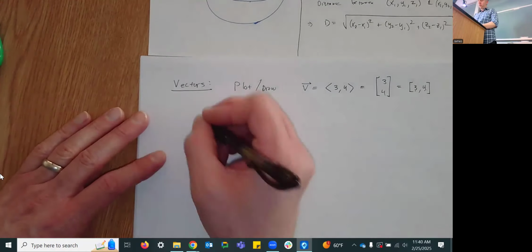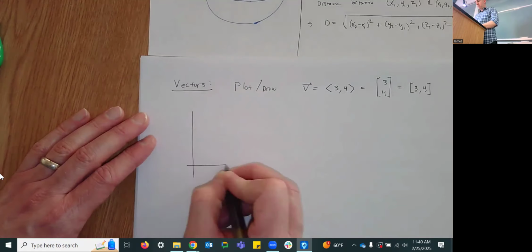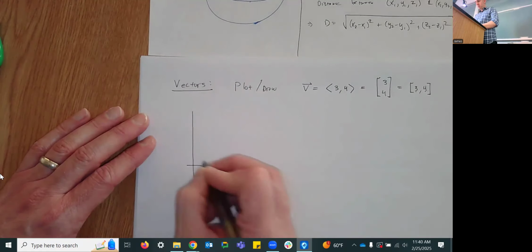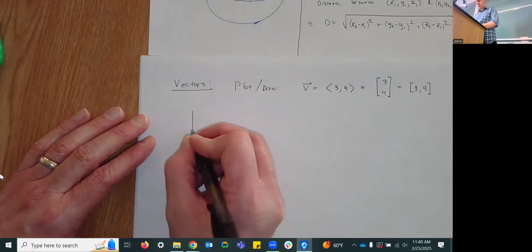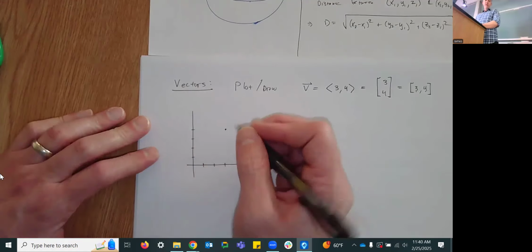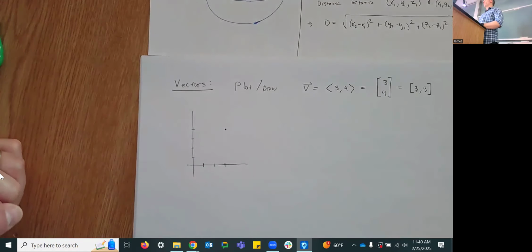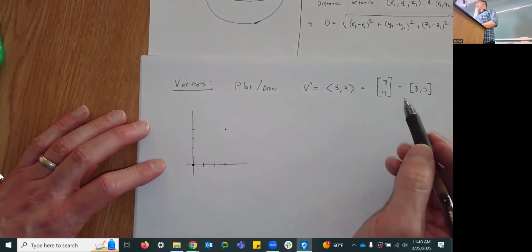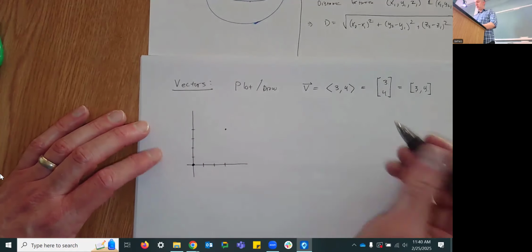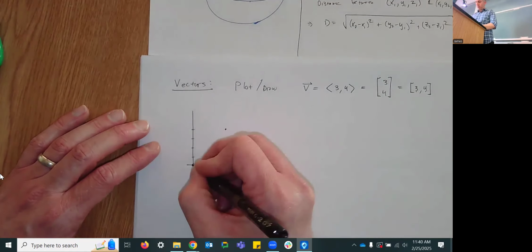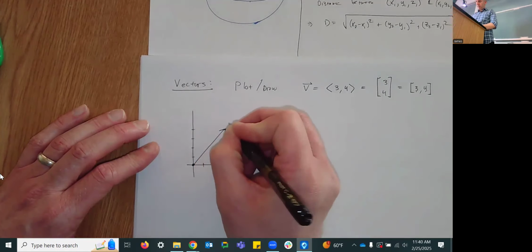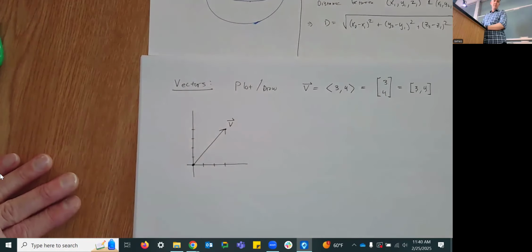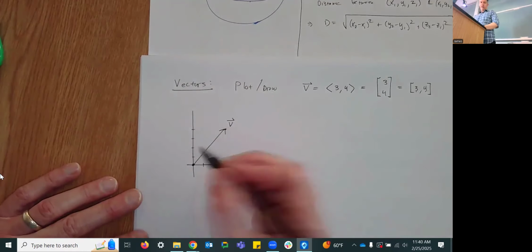So if I was going to draw this, typically, if we're not given any other indication, we draw a vector by thinking about it emanating from the origin and terminating at the point that you would get if you plotted the point 3, 4 in this case. So we're going to go over 3, up 4. There's my vector v. Which you might write right here.